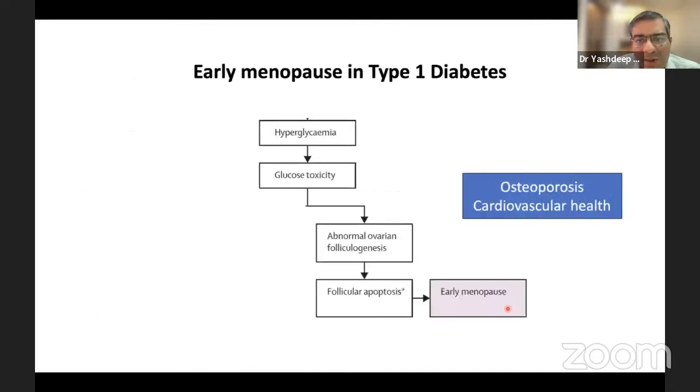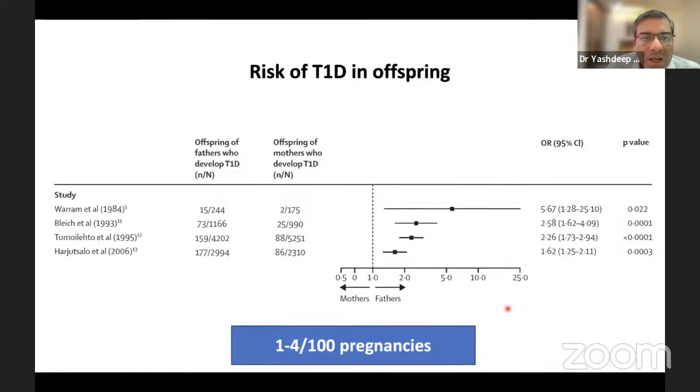So, one slide on menopause. If there is glucotoxicity, there is impaired normal ovarian folliculogenesis and follicular apoptosis, and the women can have early menopause, which has implications for osteoporosis and cardiovascular health. Last two slides are on offspring also.